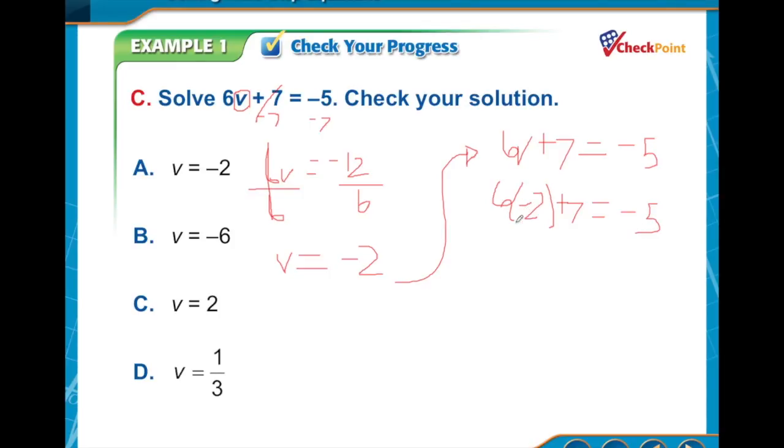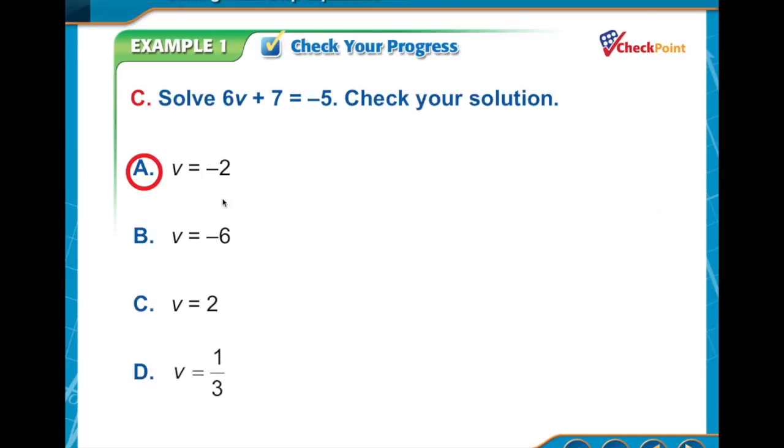Well, 6 times 2 is a negative 12, and we'll add 7. Negative 12 plus 7 is a negative 5. And on the right, we already had that negative 5 value. So is this a true statement? Absolutely, it checks out. We know our answer should be A for 1C. V must equal a negative 2.